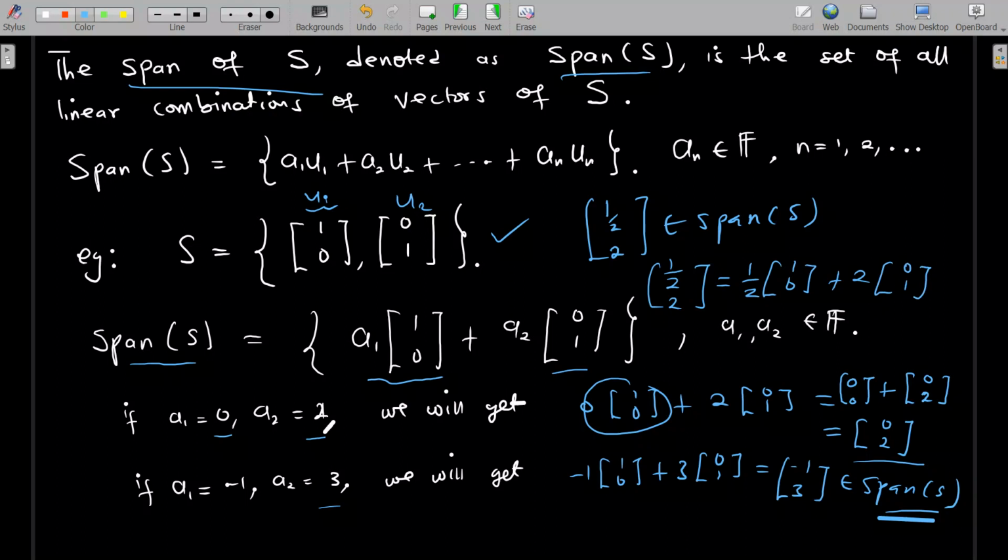So all the possible combinations you can get for this set of vectors u1 and u2 in this S is what we call the span of S. Ideally, maybe in our next videos, you're going to see that the span of this particular choice of my S vectors is actually R2. So with this example, the span of S here is equal to R2.